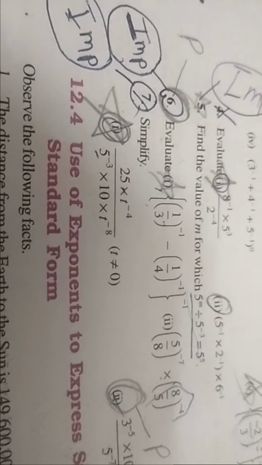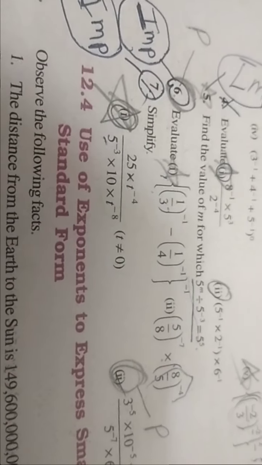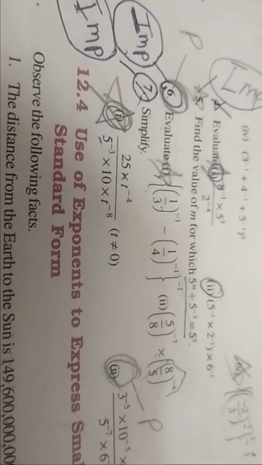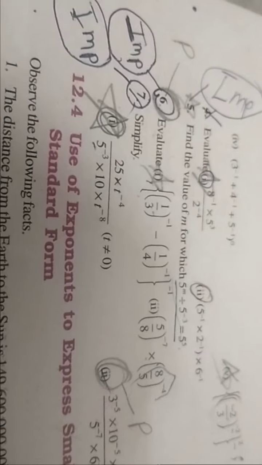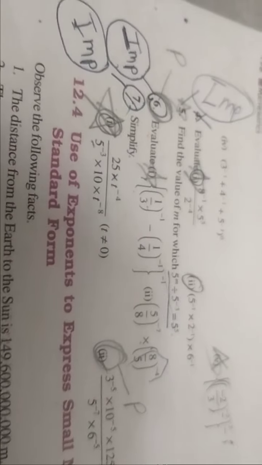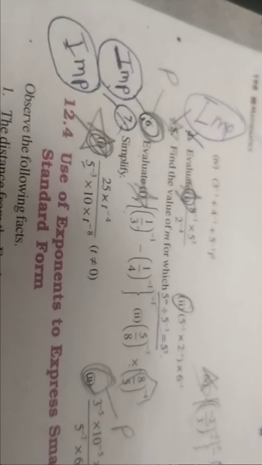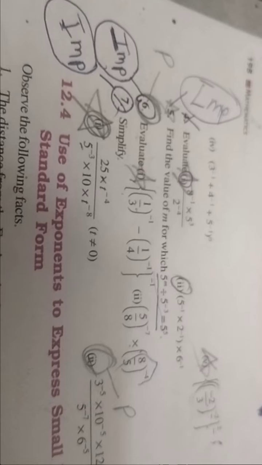Now coming to the sixth question, first part. Now see the question: bracket 1 divided by 3 bracket close to the power minus 1, minus, then one more time bracket 1 divided by 4 bracket close to the power minus 1, and one more time bracket minus 1. Now we will note down this question in the notebook. So now we will evaluate the sixth part question.